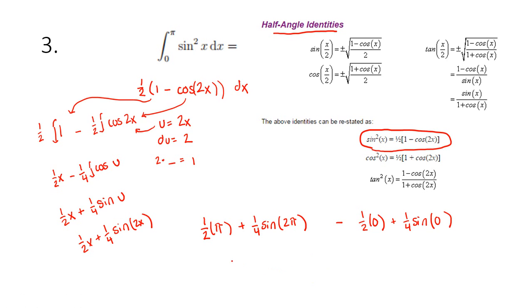Okay, your final answer you should have is pi over 2, because these should just cancel out, because sine of 2 pi and sine of 0 will cancel each other out. Alright, hopefully that wasn't too painful. I might make something like this bonus since you've never seen anything like this before.